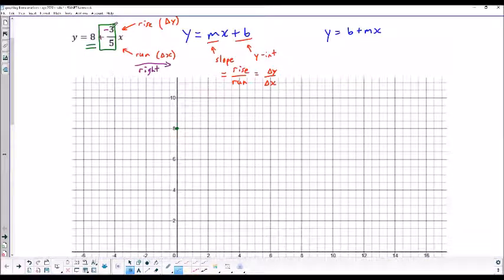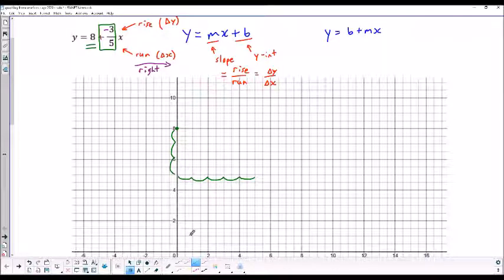So if I know that this rise is negative 3, then I'm going to start at the 8, and I'm going to count down 3 units. So I'm going to go down 1, 2, 3 units. So I'm going down 3. So that's the negative 3. And then from there, I'm going to run to the right 5. I'm going to go 5 units to the right. So I'm going to go 1, 2, 3, 4, and 5.